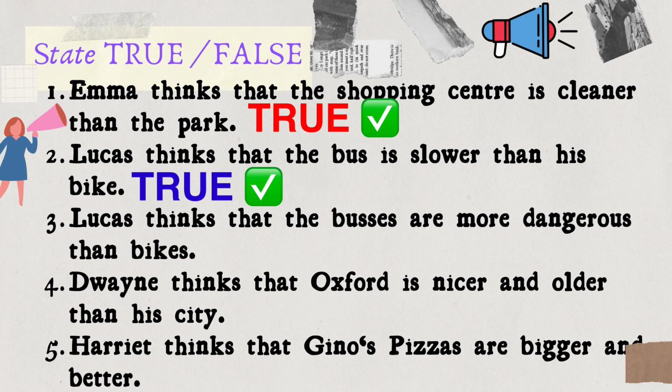Yes, they are. So the answer for number 3 is true. Number 4. Dwayne thinks that Oxford is nicer and older than his city. So let's listen to this audio.